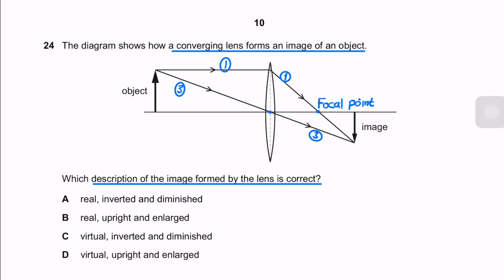Now let's go through the options one by one. Even if you don't remember the concept behind this question, you can still answer. Yes, this is an inverted image, as you can easily see from the direction of the arrows of the object and image. Option D has upright, option B has upright, and C and A have inverted. So obviously B and D can be considered wrong. Your two options are already eliminated. Now you're left with only options A and C to decide between. Is the image virtual or real?